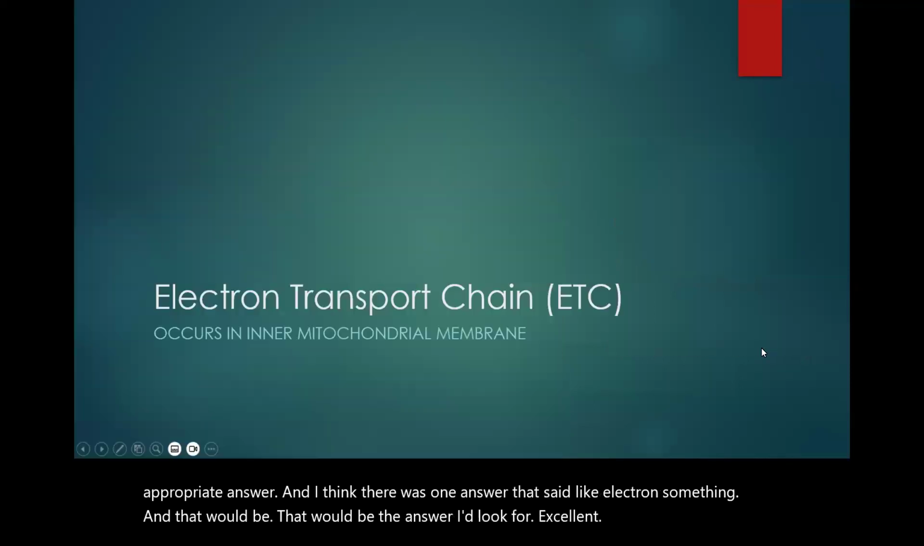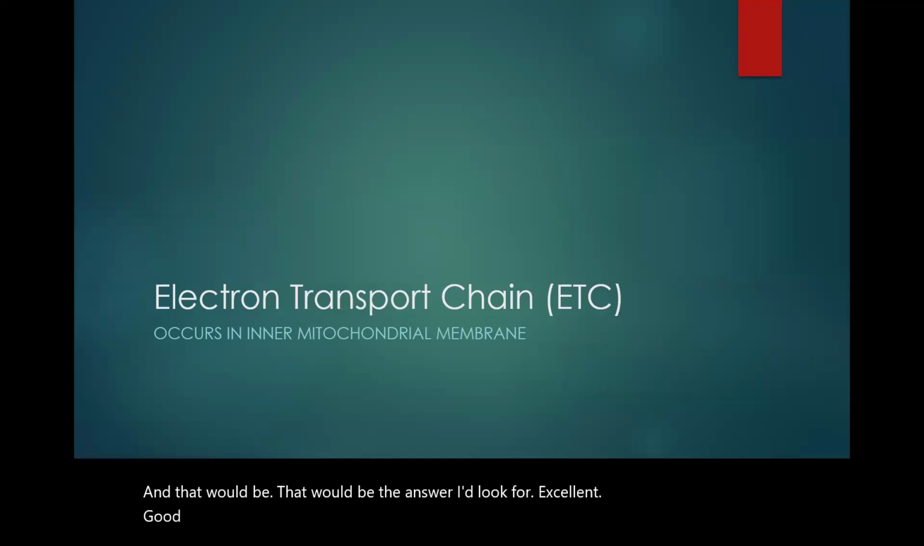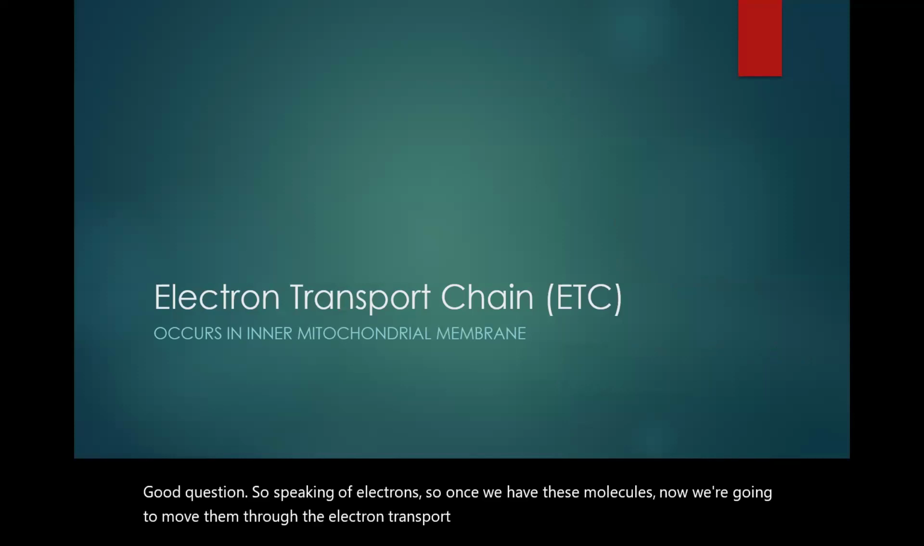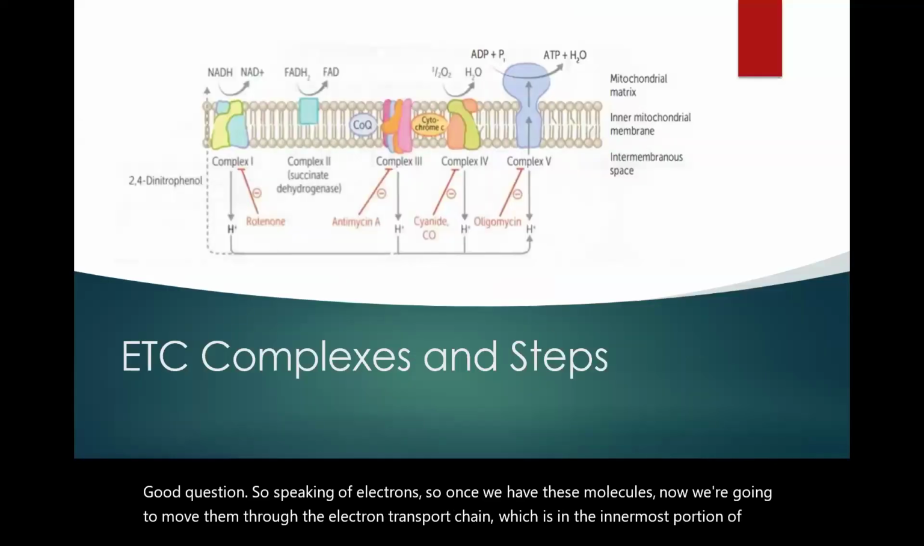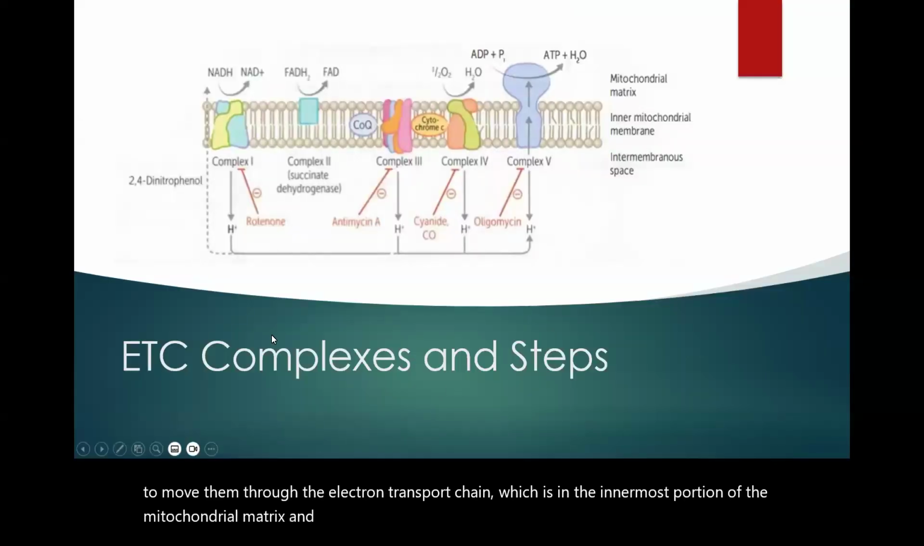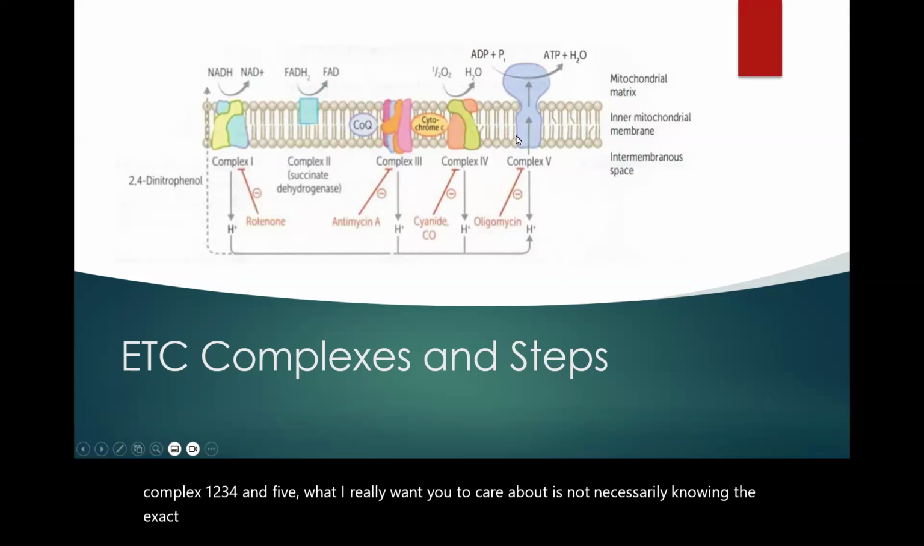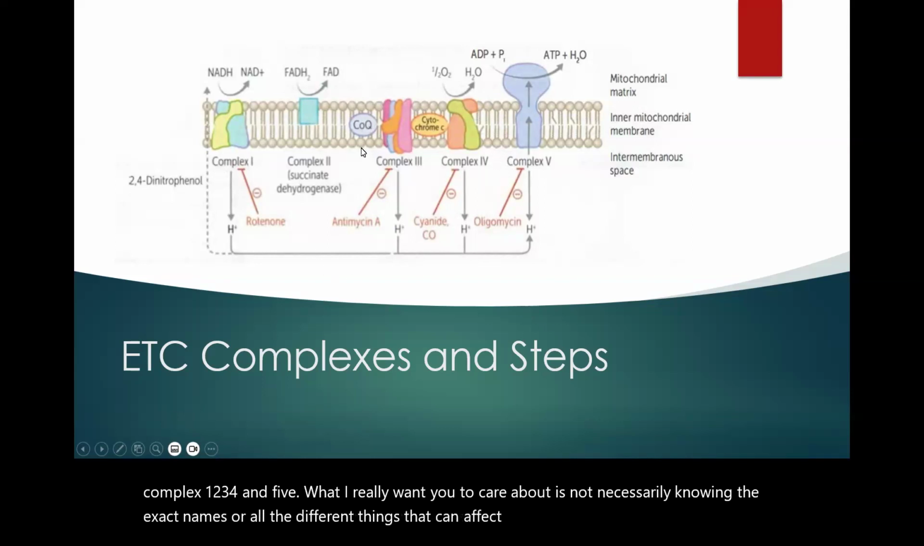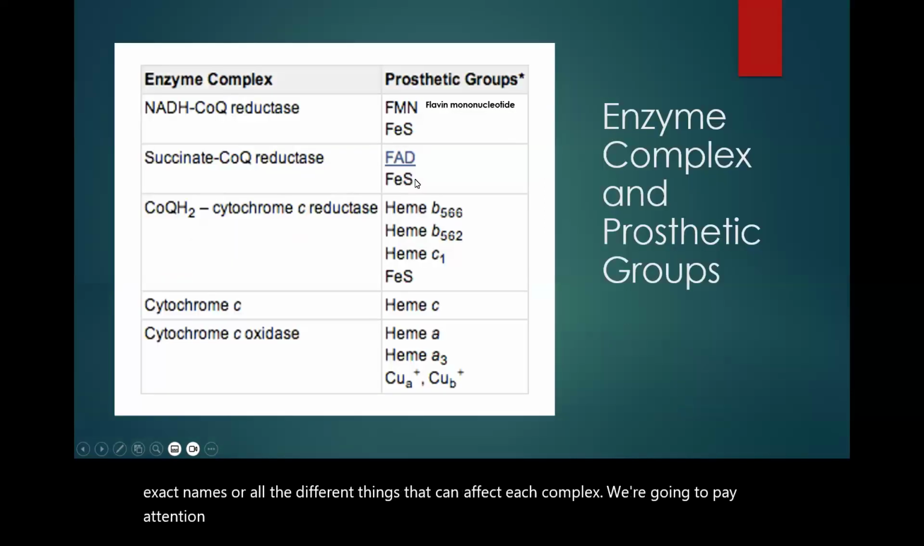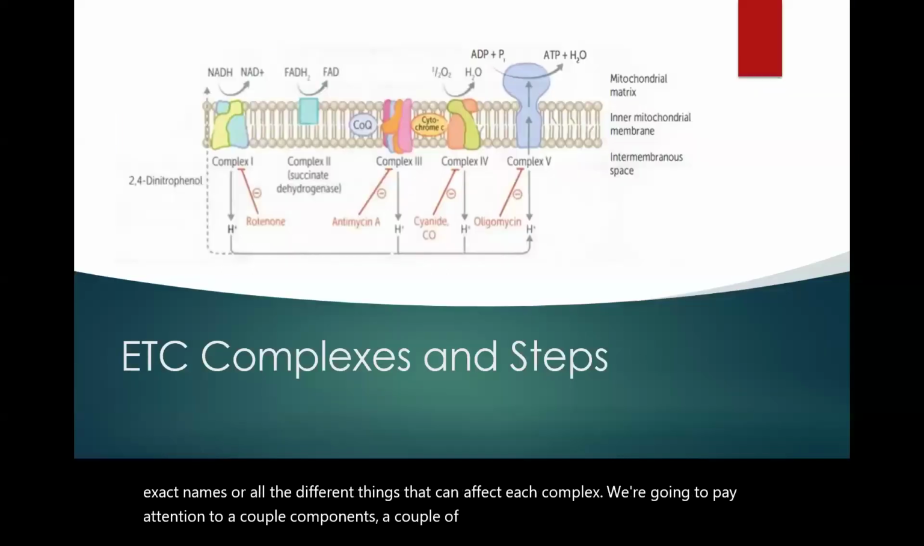Good question. So speaking of electrons, once we have these molecules, now we're going to move them through the electron transport chain, which is in the innermost portion of the mitochondrial matrix. And so we have 4 or 5 complexes we want to pay attention to. So complex 1, 2, 3, 4, and 5. What I really want you to care about is not necessarily knowing the exact names or all the different things that can affect each complex. But we're going to pay attention to a couple components, a couple of prosthetic groups that are important, and cofactors that are helpful to know.